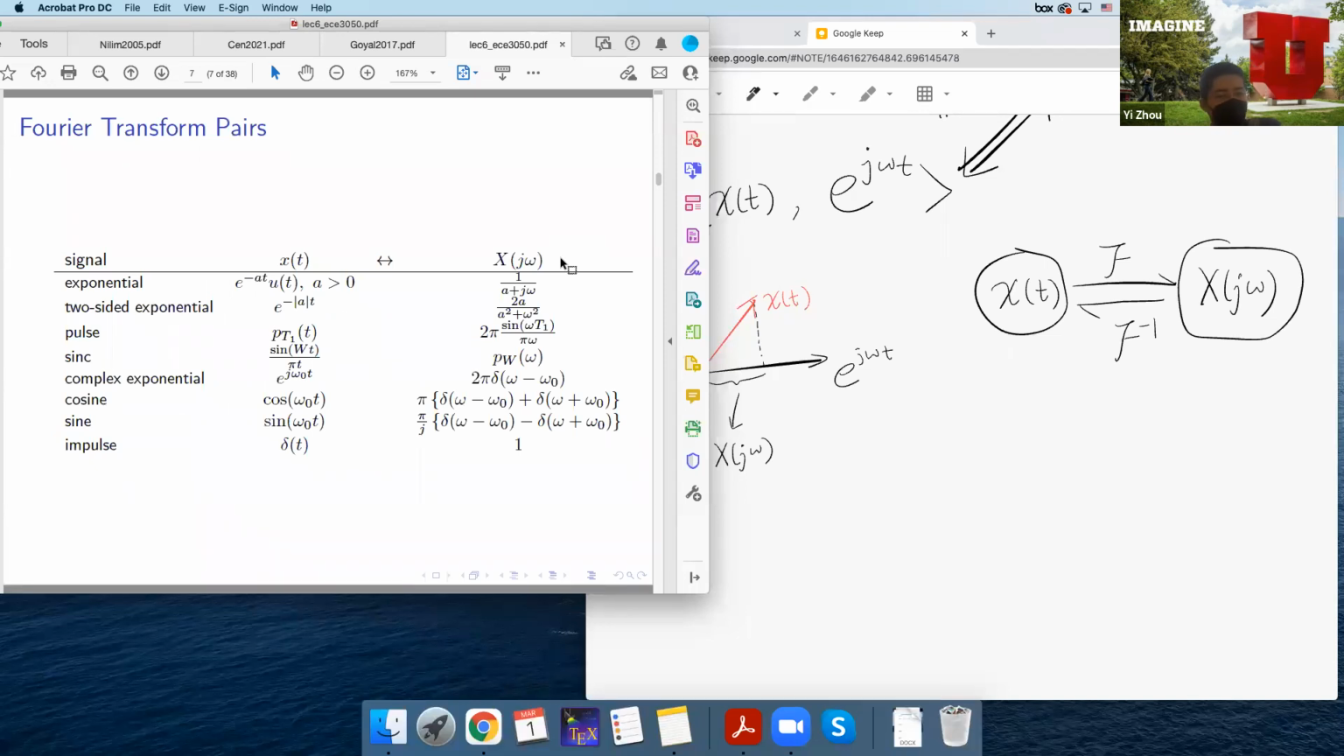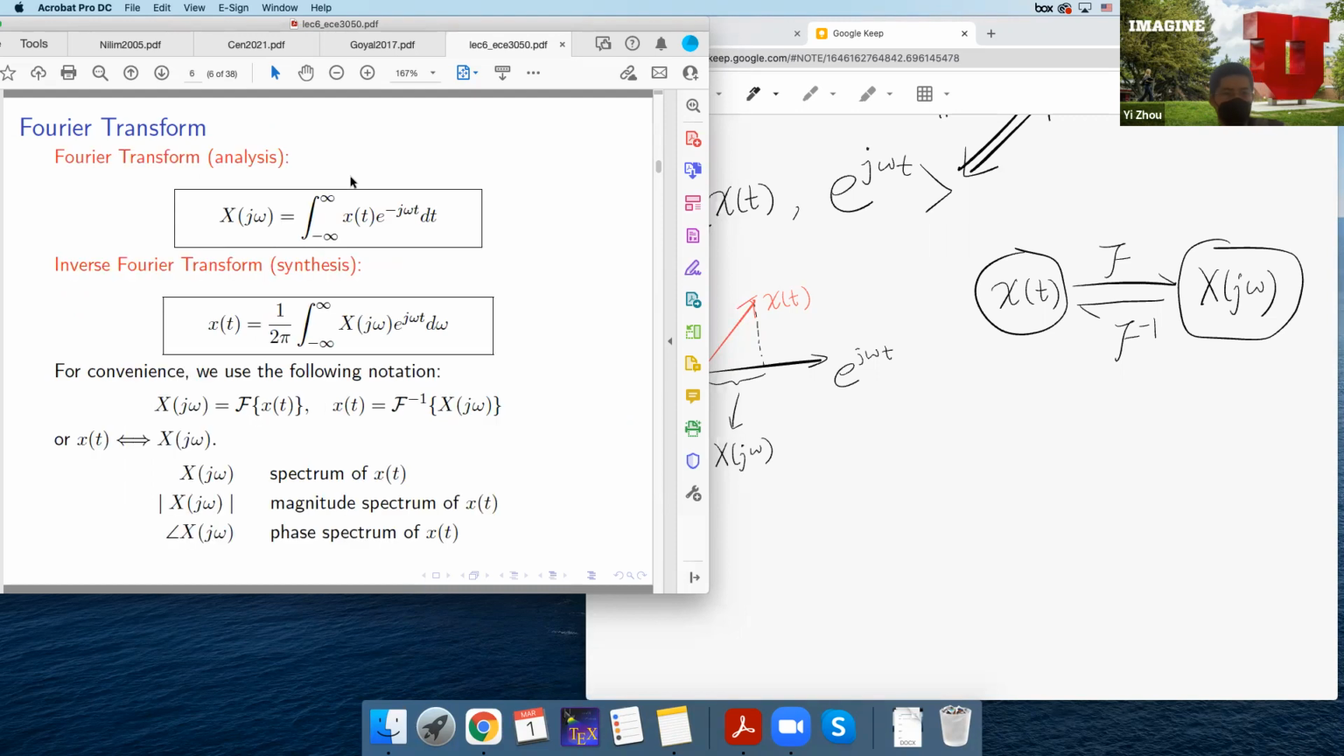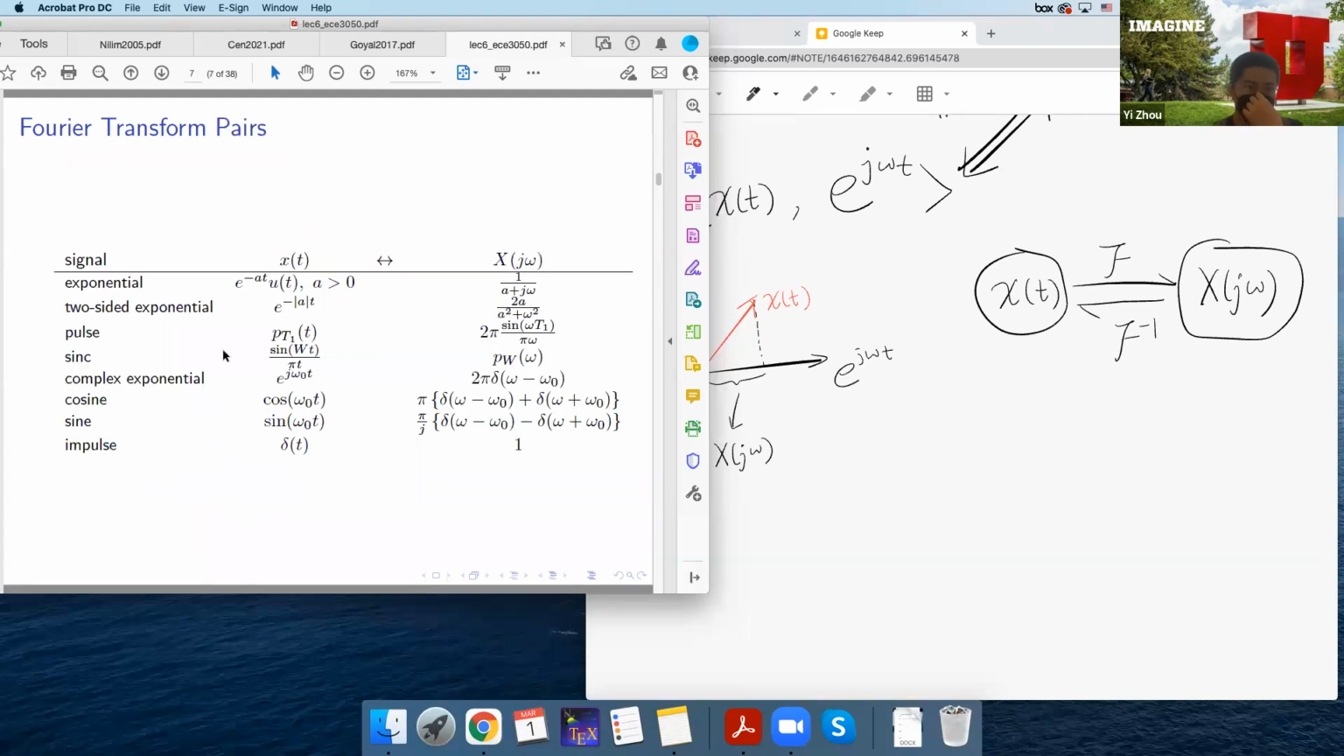And this is a list of Fourier transform pairs that you may utilize in the homework and also in the exam, the midterm or final exams. These are all given by these formulas. So we can look at some of them.